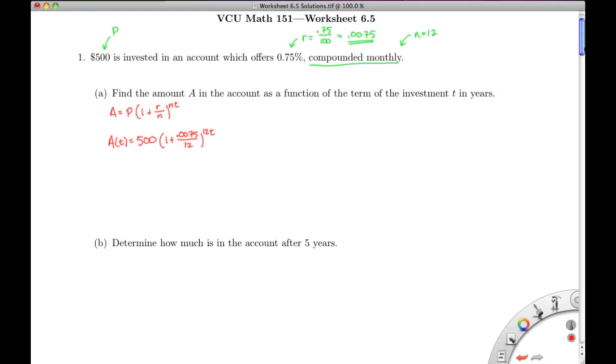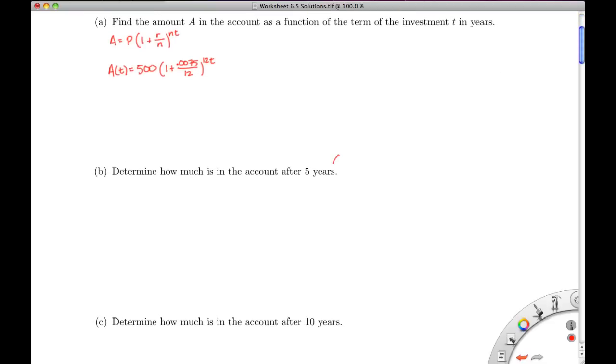So for part B, we're asked to determine how much is in the account after 5 years. So essentially, T is equal to 5, and we'll use the formula that we just came up with in part A. So we're going to find A of 5. So that's going to be 500 times 1 plus 0.0075 divided by 12 raised to the power of 12 times T. In this case, it's 5. So our calculation is going to end up being 500 times 1 plus 0.0075 divided by 12 raised to the power of 60.